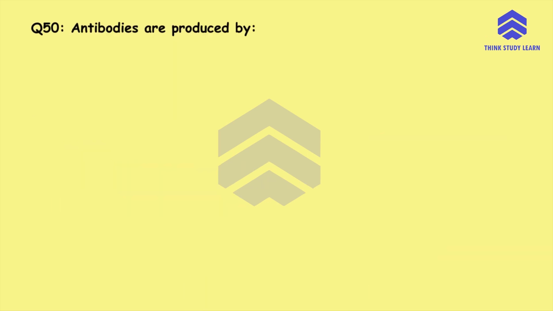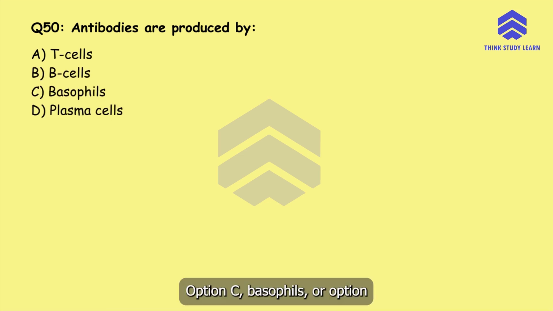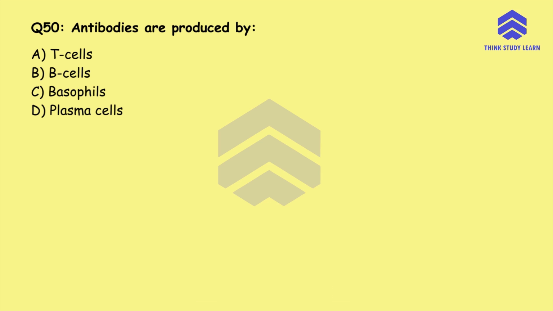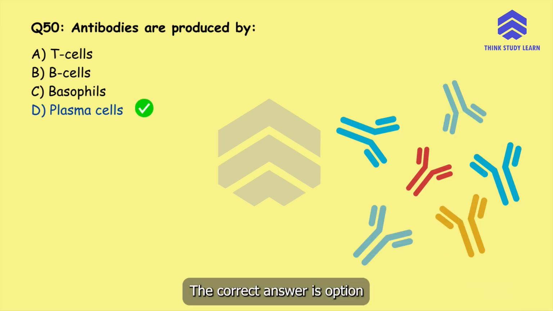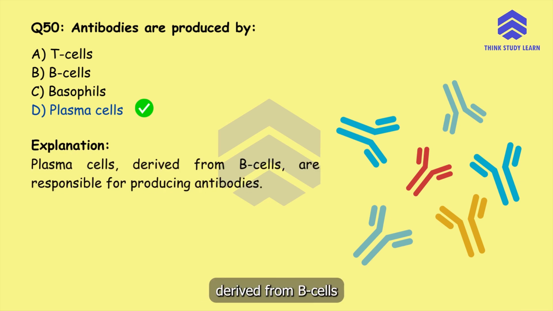Question number 50. Antibodies are produced by option A, T cells, option B, B cells, option C, basophils, or option D, plasma cells. The correct answer is option D, plasma cells. Plasma cells derived from B cells are responsible for producing antibodies.